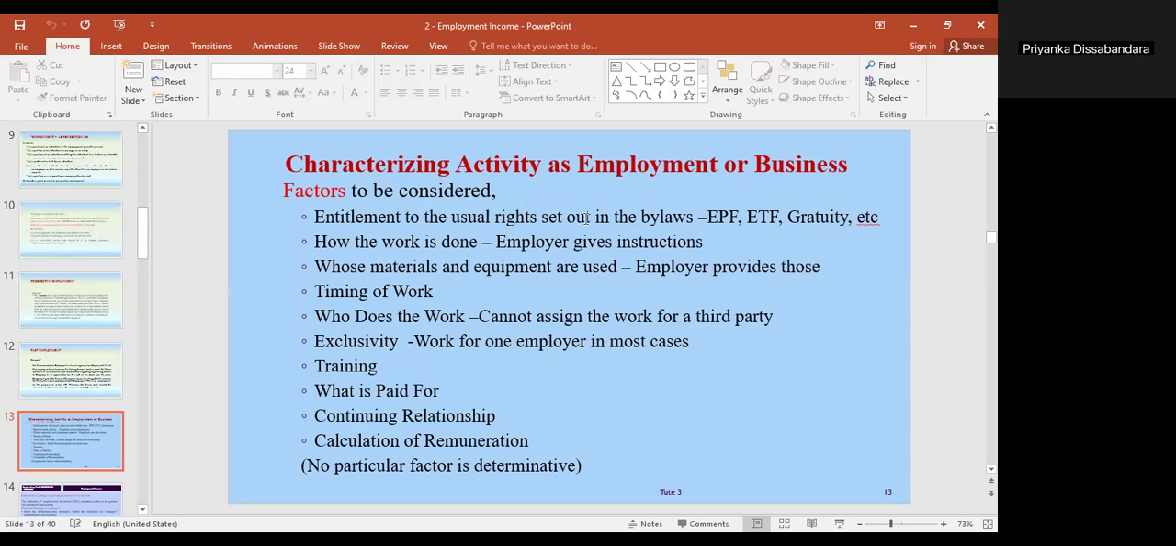Entitlement to usual rights set out in the bylaws, that means EPF, ETF, gratuity and such things are there.